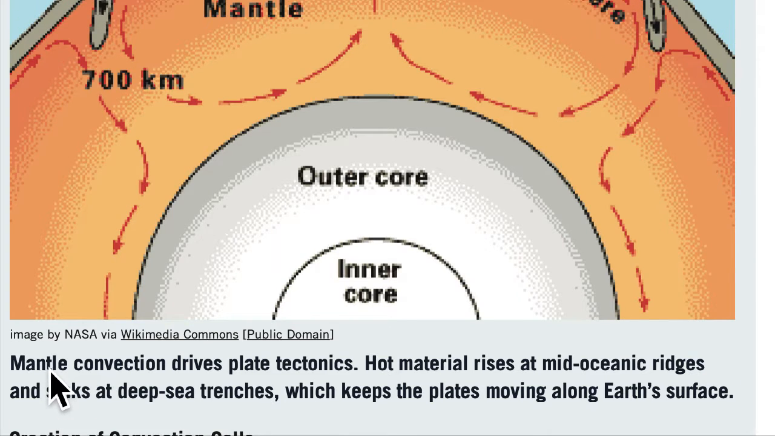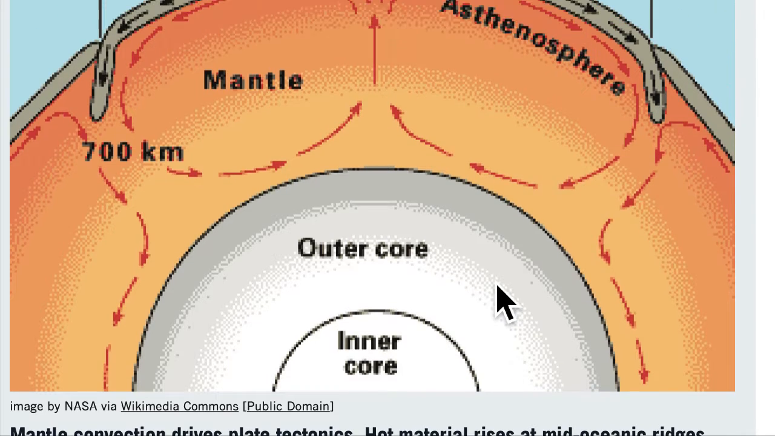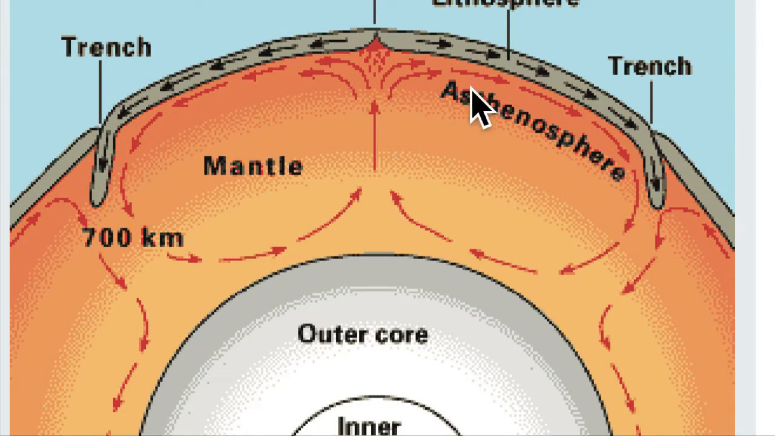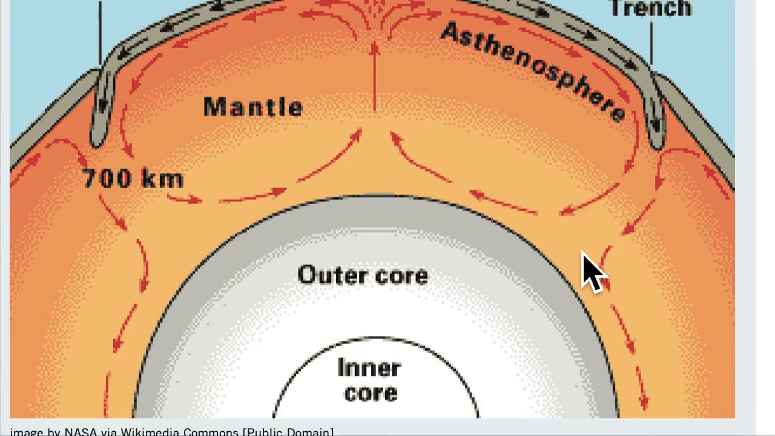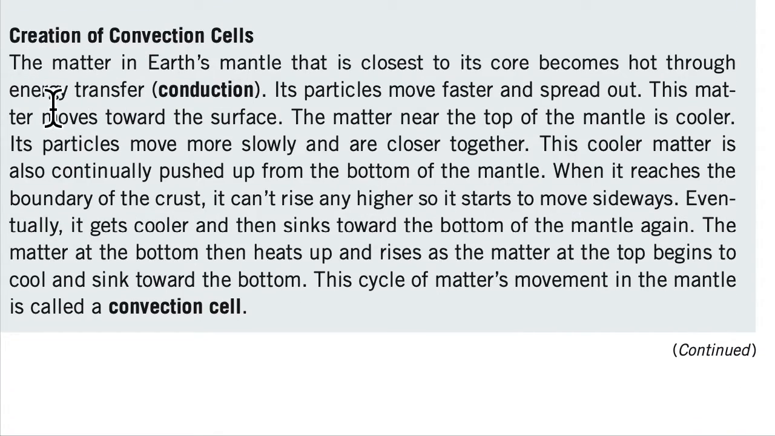Mantle convection drives plate tectonics. Hot material rises at mid-oceanic ridges and sinks at deep-sea trenches, which keeps the plates moving along Earth's surface. Creation of convection cells. The matter in Earth's mantle that is closest to its core becomes hot through energy transfer or conduction. Its particles move faster and spread out. This matter moves toward the surface.